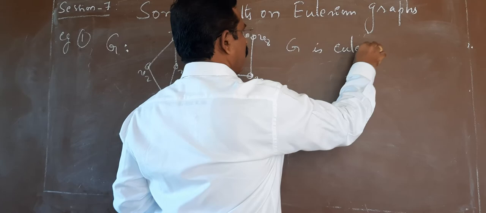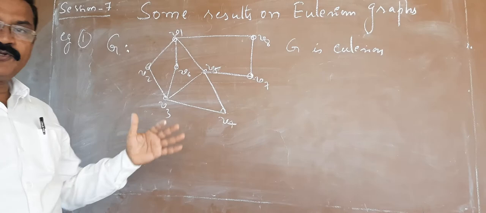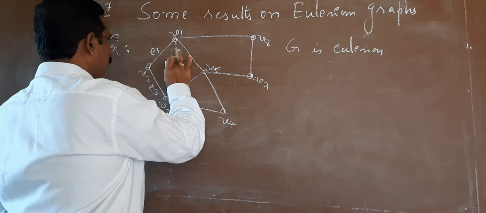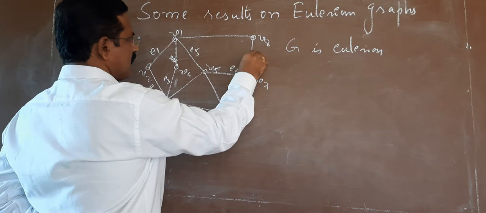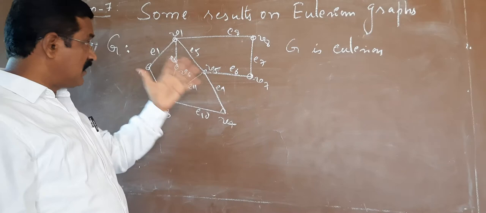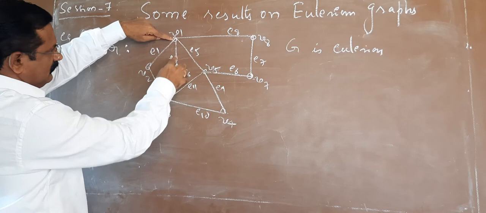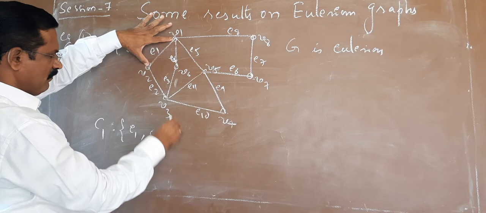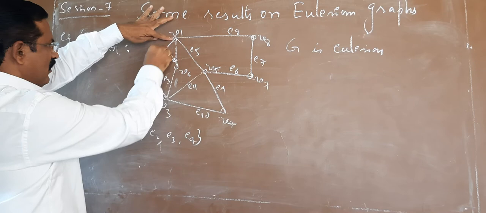Now if it is Eulerian, it should be possible to partition the edges into cycles. If I label the edges as E1, E2, E3, E4, next E5, E6, E7, E8, E9, E10, E11. So consider this one cycle, consisting of the edges E1, next E2, next E3 and E4. So this is how we have partitioned these edges as one cycle.